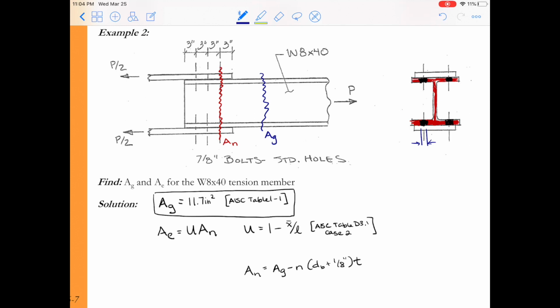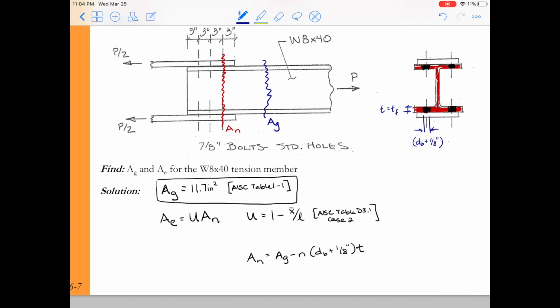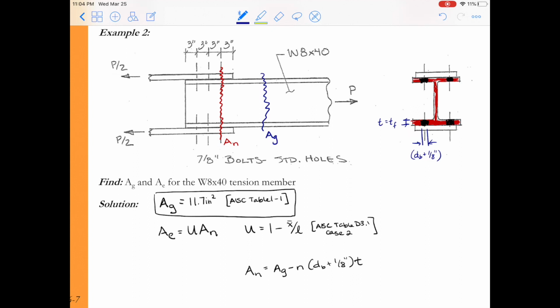Now this is the nominal diameter, which we're taking as the diameter of the bolt plus an eighth of an inch for our fracture calculations. And the portion that's missing is then the thickness here. From this figure, you can see that the thickness T that we need in our equation for net area needs to be the thickness of the flange. And we can find the thickness of the flange in table 1-1, where we also pulled out the answer previously.